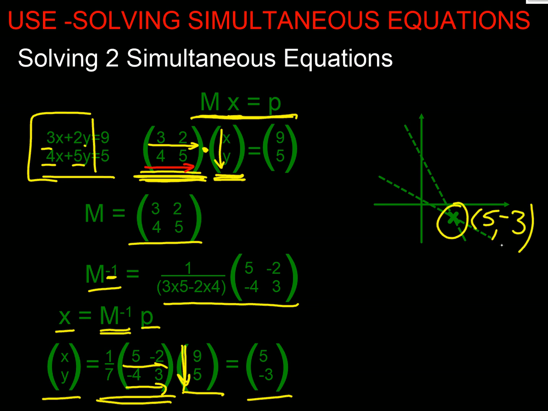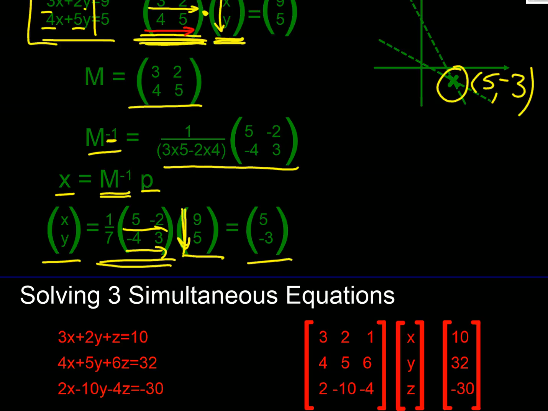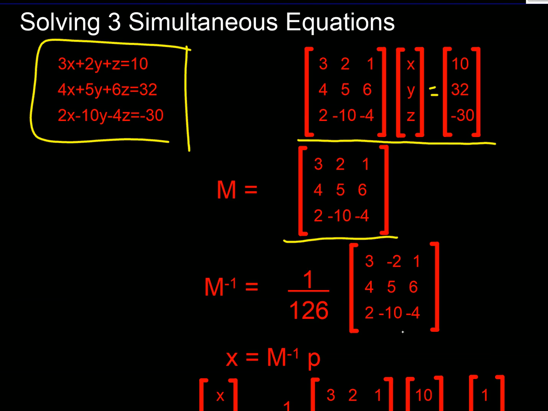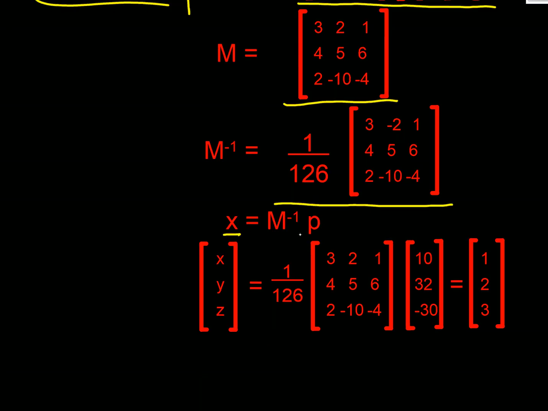Now you might say that was an enormous amount of work just to solve two simultaneous equations, but the same method applies to 3 simultaneous equations or 4 simultaneous equations. If I rewrite it in matrix format, then I've got my matrix of all the coefficients, the multipliers. I can use an algorithm to find my inverse, and therefore to find my x values, I multiply my inverse by the constants on the right-hand side. So M to the minus 1, multiplied by the constants, gives me this vector here, 1, 2, 3.